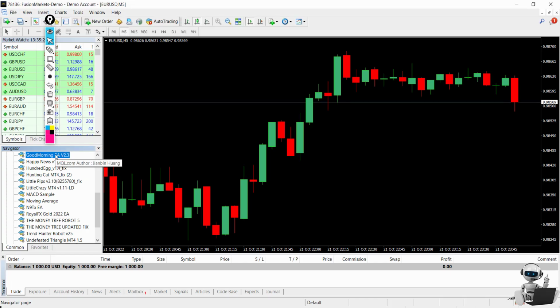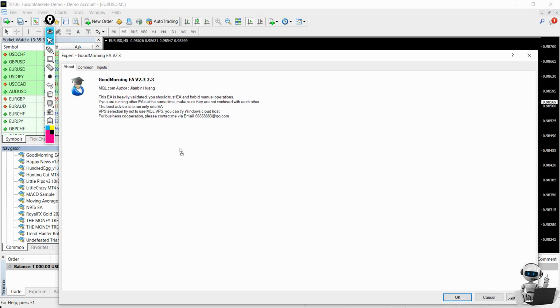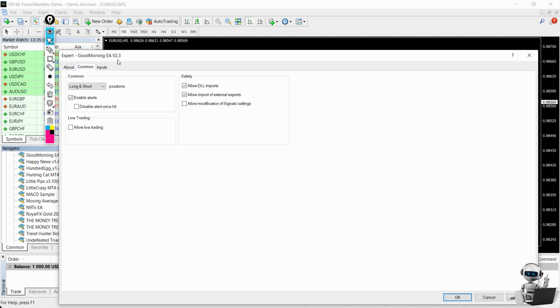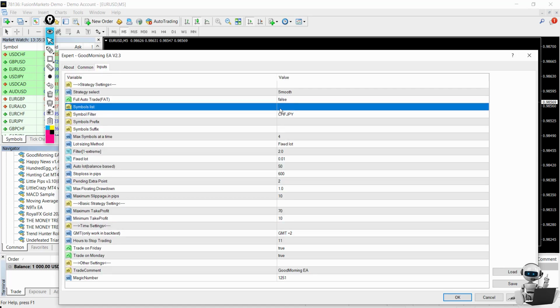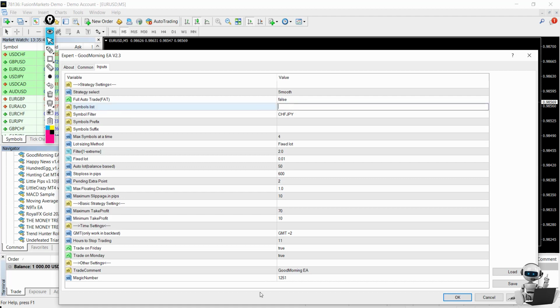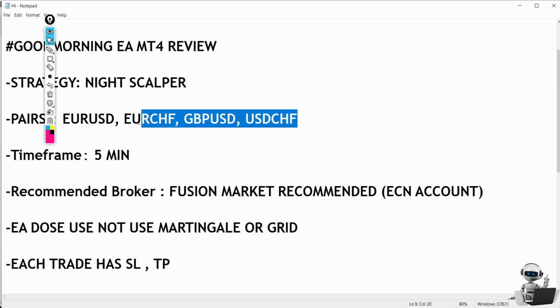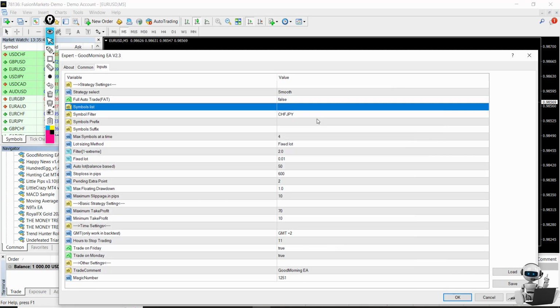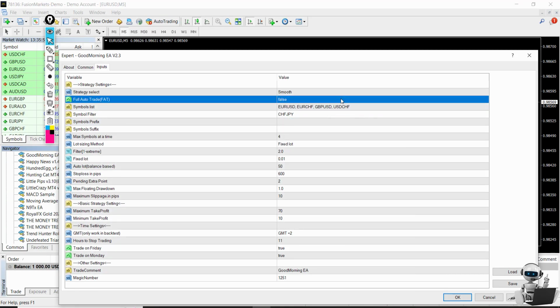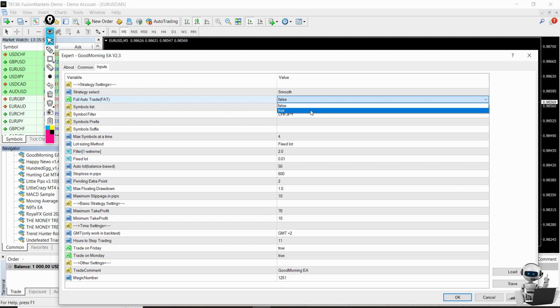Now for the EA, first you need to follow the instructions and then attach it to the chart. We have the latest version, 2.3, and one thing you need to notice is the symbol list, you have to enter all the symbols that you need to trade. For example, I will only attach this one because these are recommended. You can attach some others as well as he supports, but I believe this will be enough for me. And for the full trade, make sure this is true.